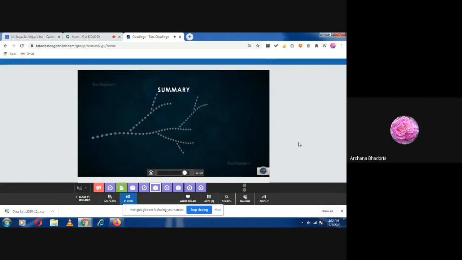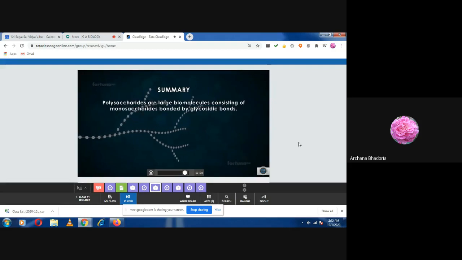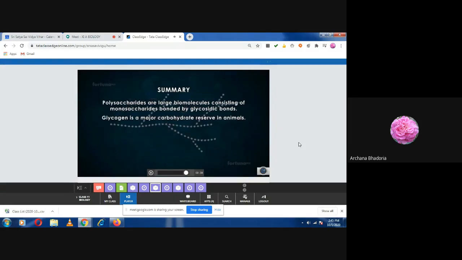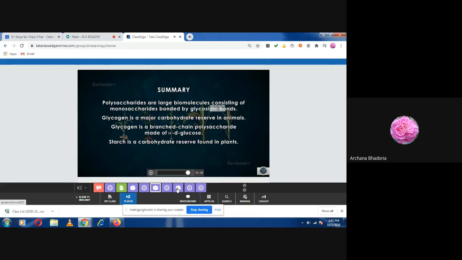Summary: polysaccharides are large biomolecules consisting of monosaccharides bonded by glycosidic bonds. Glycogen is a major carbohydrate reserve in animals. Glycogen is a branched chain polysaccharide made of alpha D glucose. Starch is a carbohydrate reserve found in plants. Starch consists of two types of molecules: a linear and helical amylose and a branched amylopectin.